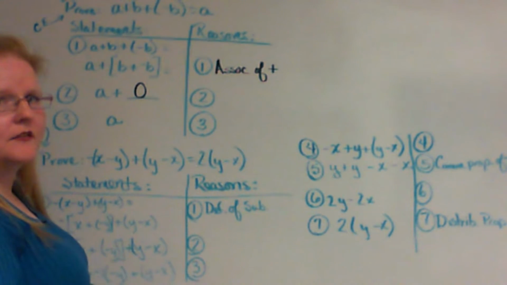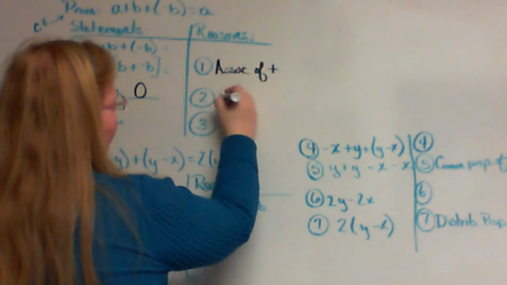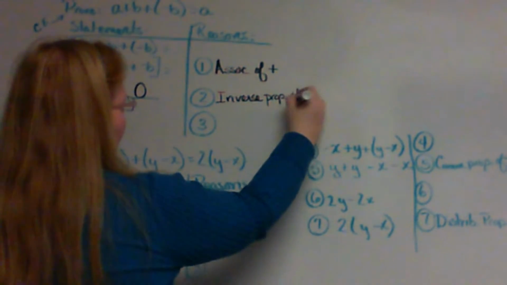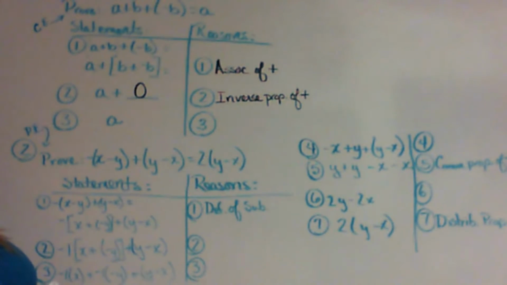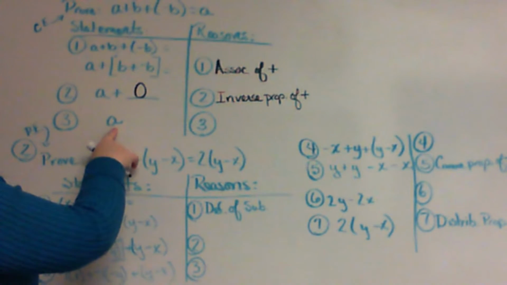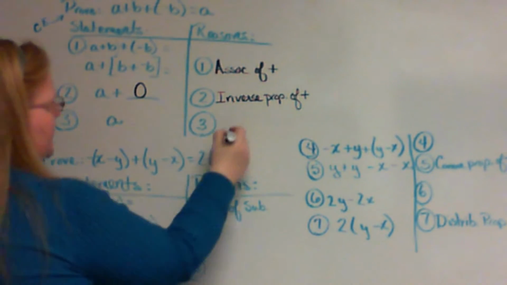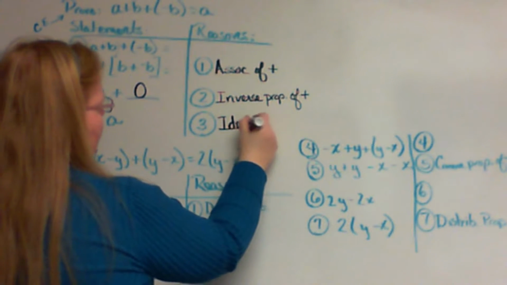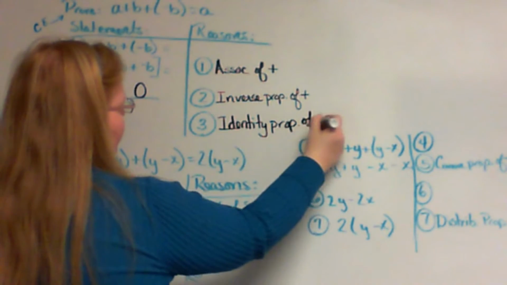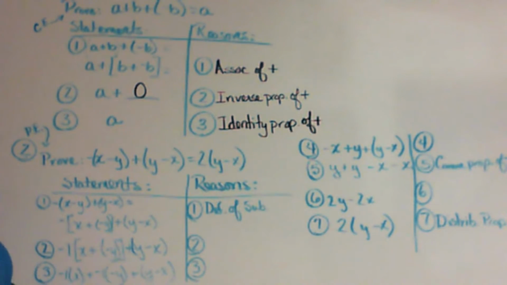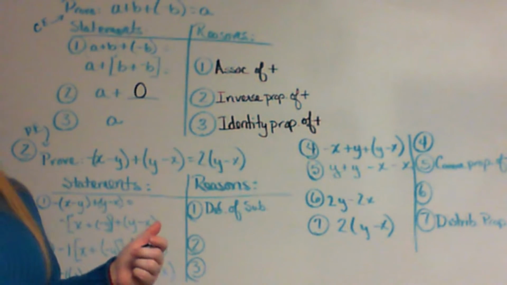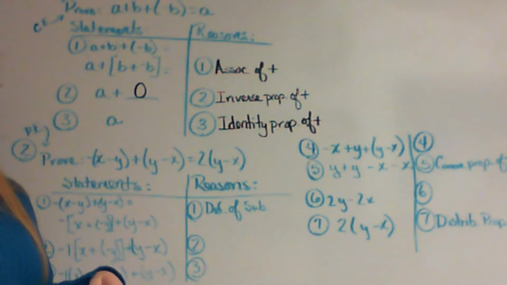What property is that? That's the inverse property of addition. And then when you look at A plus 0 equals A, that is the identity property of addition. So you go through and you look at them, and you've had enough practice, I hope, with the properties to kind of be able to tell what's what.